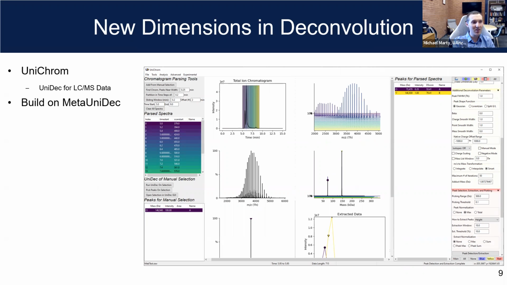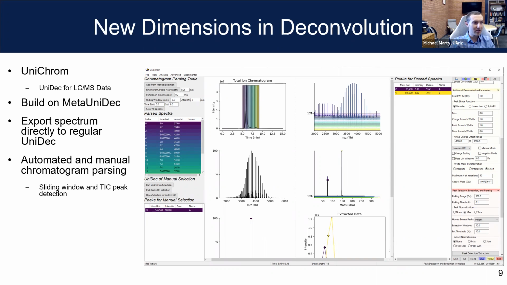This is basically our take on how you look at chromatography data. Here we have a total ion chromatogram, and we can either manually select regions of the TIC, or automatically parse them in different ways, by picking chromatogram peaks or by using a sliding window or a regular window. It's built on the same MetaUniDec backbone. It slices the chromatogram in different ways and generates all the different spectra, and then you can deconvolve them all at once and either export to regular UniDec or do some manual things.